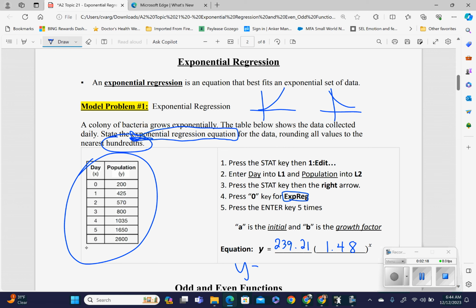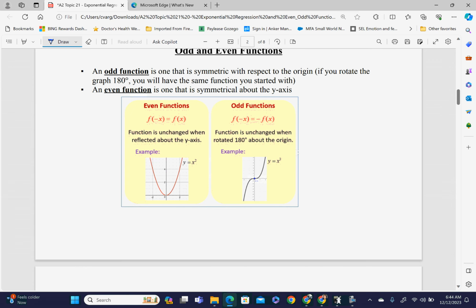So how do I write this? y equals 239.21 parentheses 1.48 to the x power. Exponential regression has a variable in the exponent. It's a big thing to remember from that. All right, so that's the first part of the lesson.